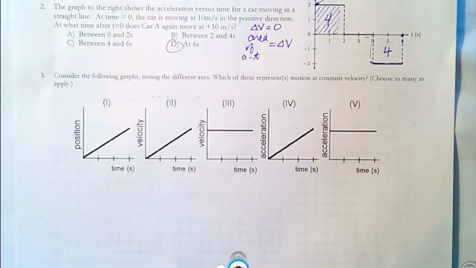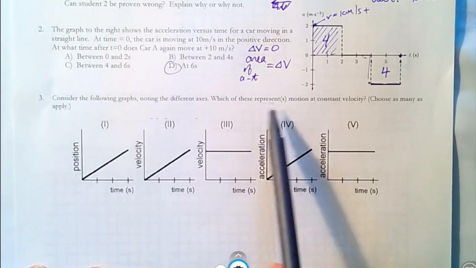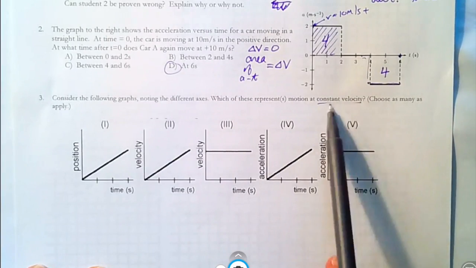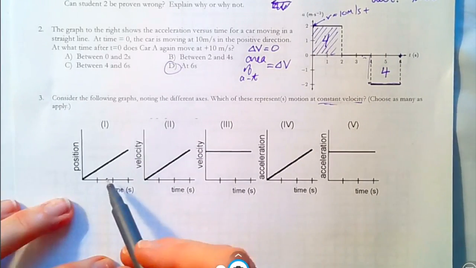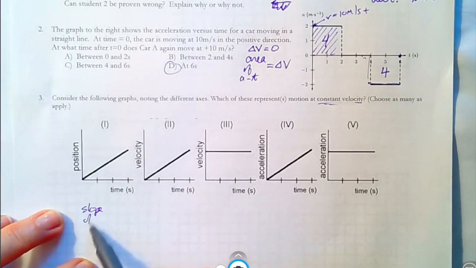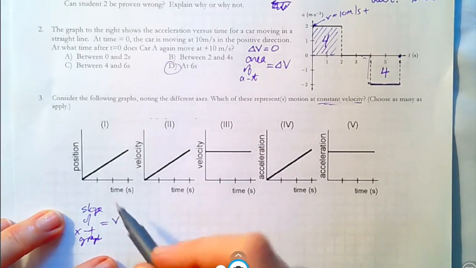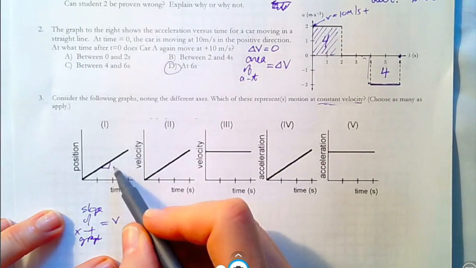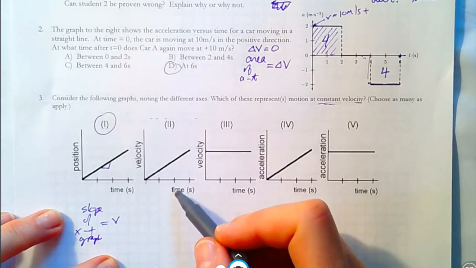Number 3, consider the following graphs noting the axis. Which of these represent motion at constant velocity? So they're all different axes, right? So is this constant velocity? Well, the slope of a position time graph is velocity. So if there's a constant slope, then there's a constant speed. So definitely that one.